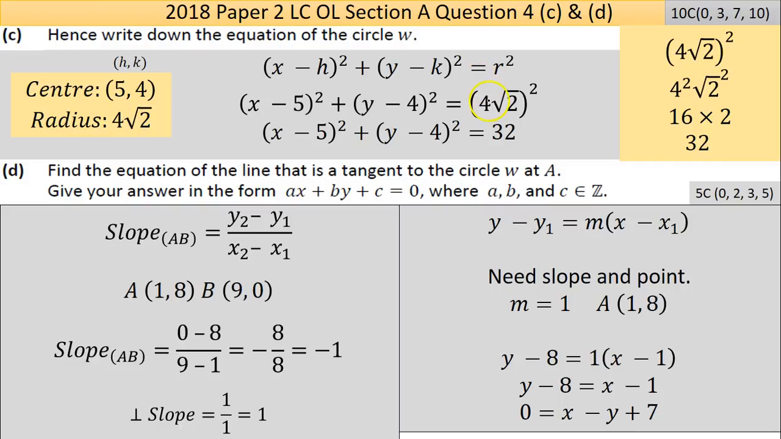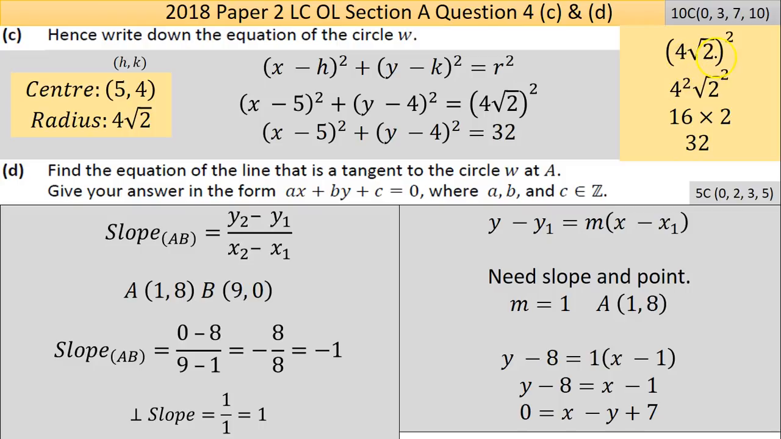Now, one thing you shouldn't do is go decimal, because decimal will put you off and lose marks due to a rounding error. So I put in my 5 instead of H, my 4 instead of K, and my 4 square root 2 instead of R. Okay, so everything else stays the same. Now, if I leave my answer like that, I'll lose marks, because they always want this radius to be squared.